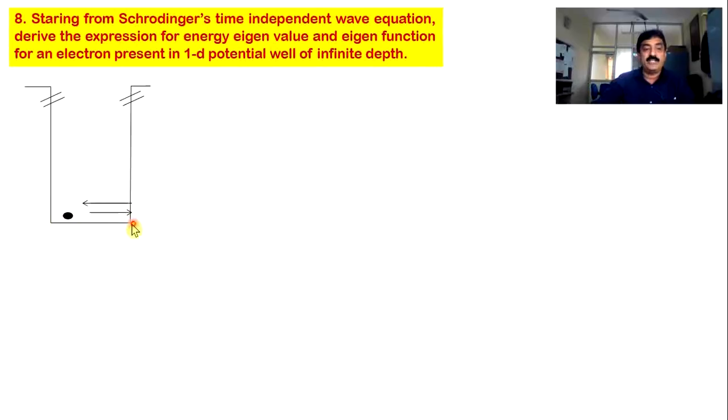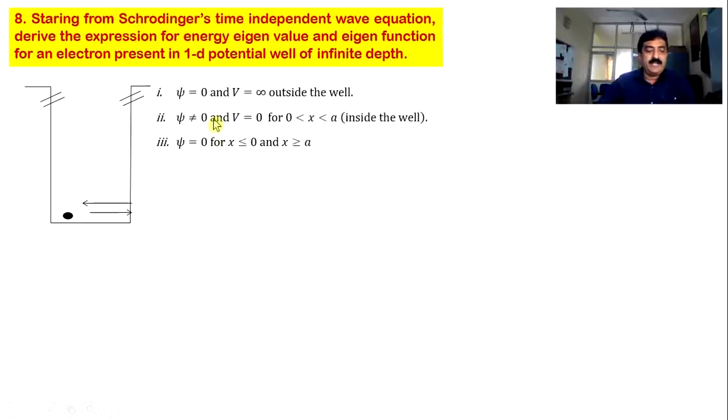If the motion is restricted to only the x axis, we call it one dimensional. If the motion is in space, then it is called three dimensional. And for the sake of simplification, I take only a one dimensional potential well. And now I impose some boundary conditions. Dear students, this well has a width of a. So this is the starting point of the well, which corresponds to x equal to 0. This corresponds to x equal to a. So this is outside the well and this is also outside the well.